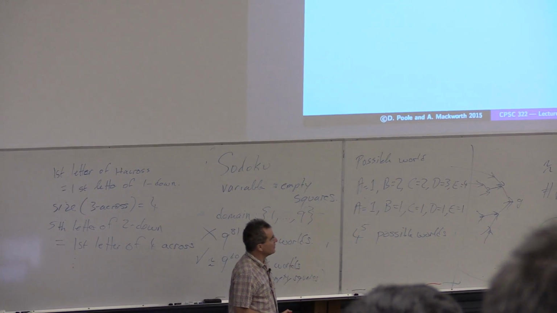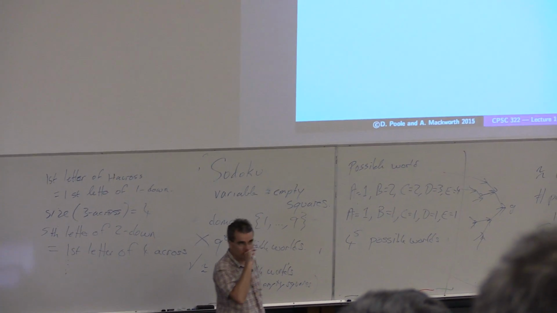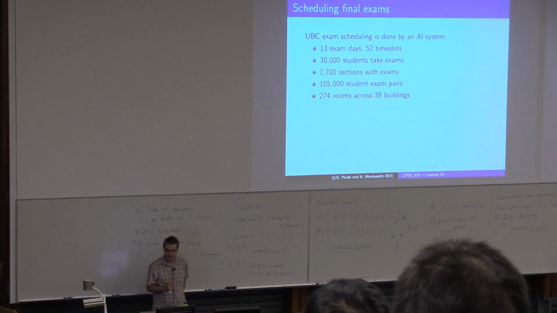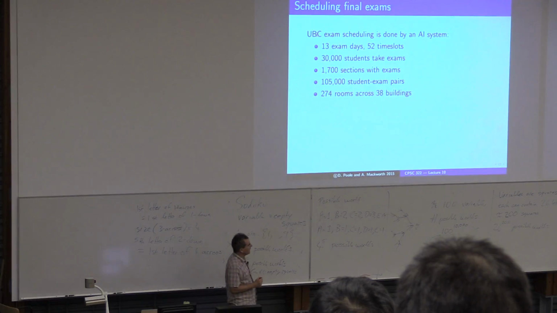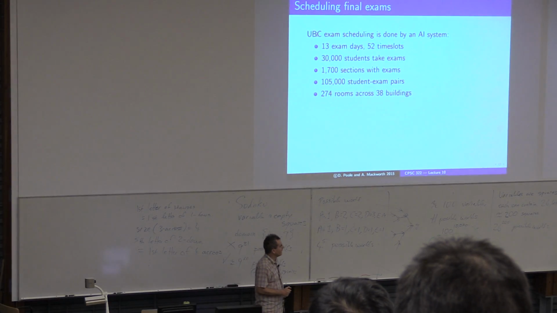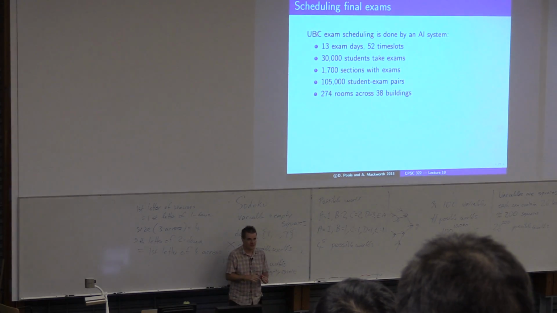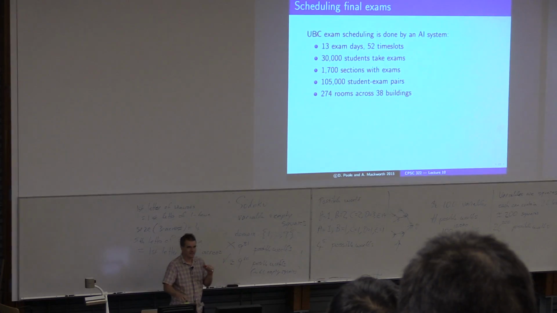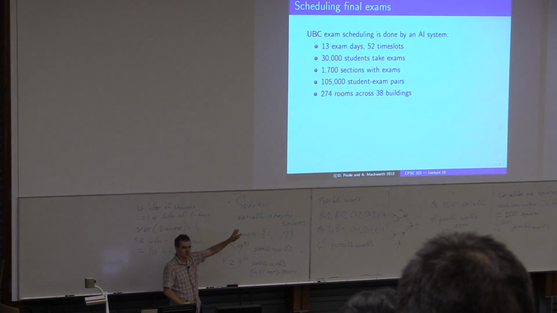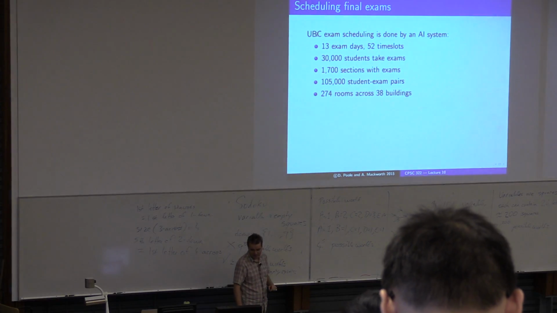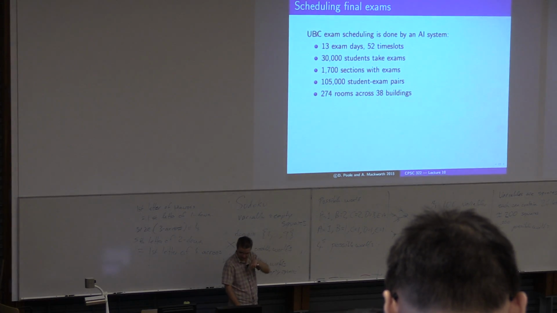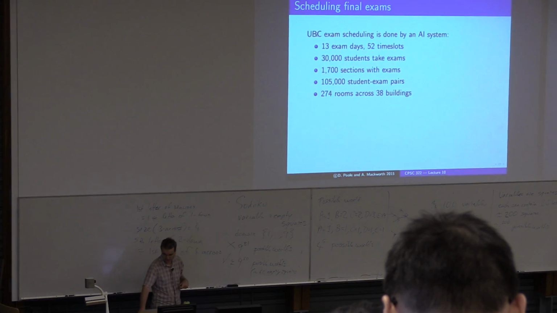Here there are 13 exam days. There are 52 time slots. There are 30,000 students who take exams. There are 1,700 sections with exams. There are 105,000 student exam pairs, and there are 274 rooms across 38 buildings that can be assigned. So this is the sort of real-world example that we can start solving.